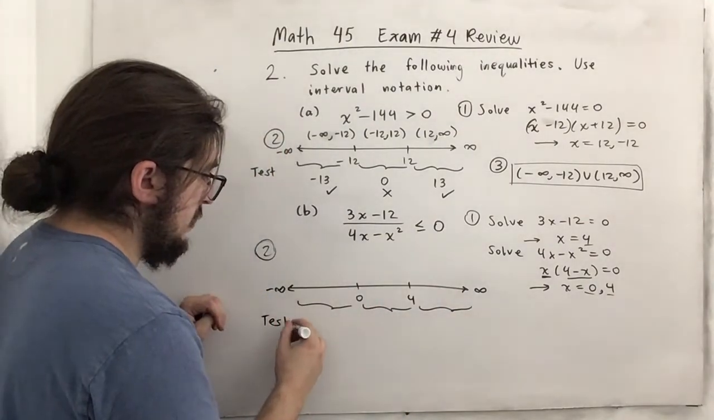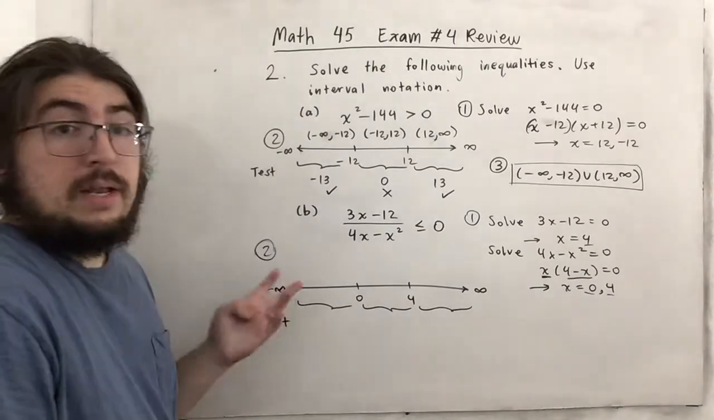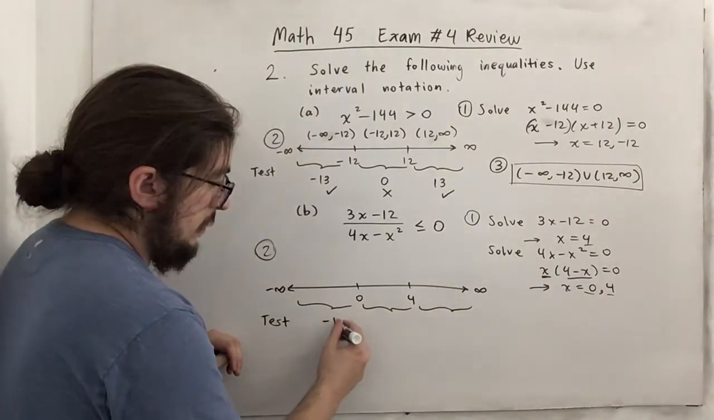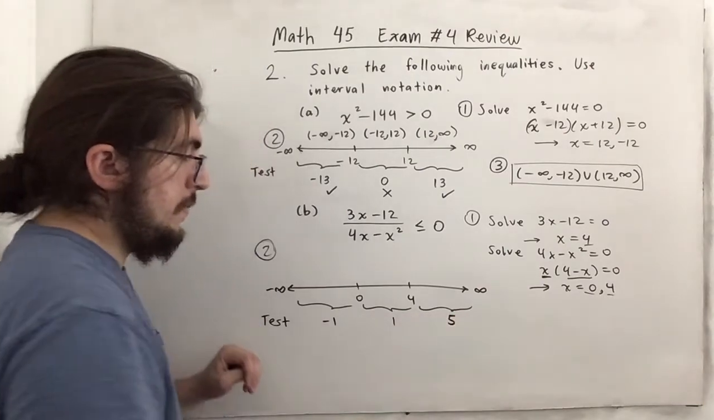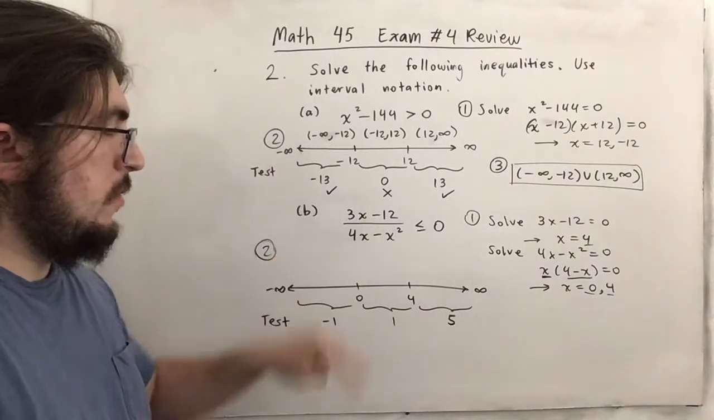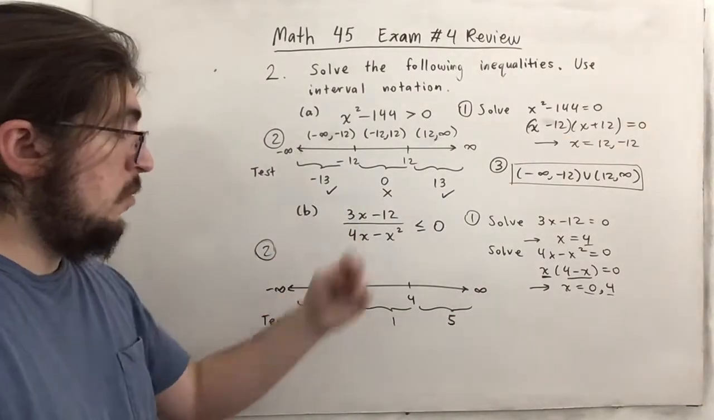So what do we test? Well, a number less than 0, a good number to test, I think, is negative 1. Here we can test 1, and here we can test 5, for example. We're going to plug it into the original inequality and see if it works out.